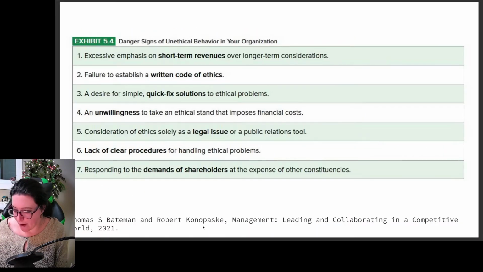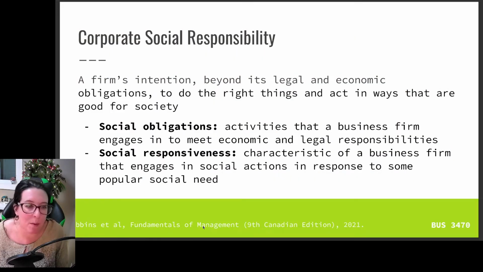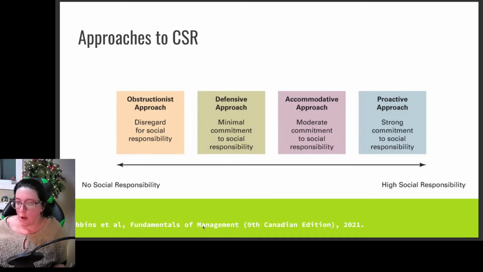So let's just go back a bit here. So we were talking then about social obligations, that's the bottom two of the pyramid, and social responsiveness, that is the top two. So when it comes to approaches to how you deal with that pyramid in terms of how far you're willing to go up the pyramid, there are different approaches to CSR. How socially responsible is your organization?